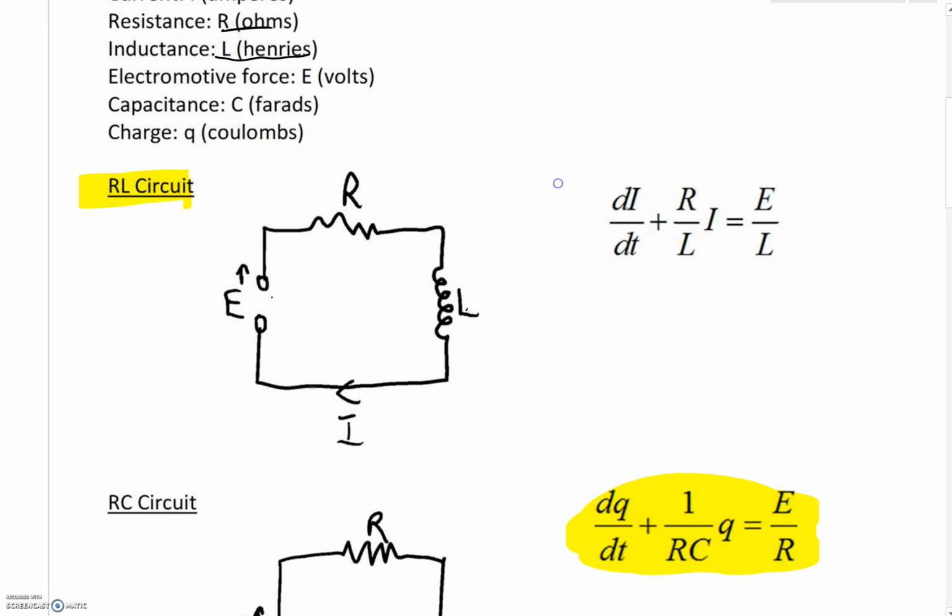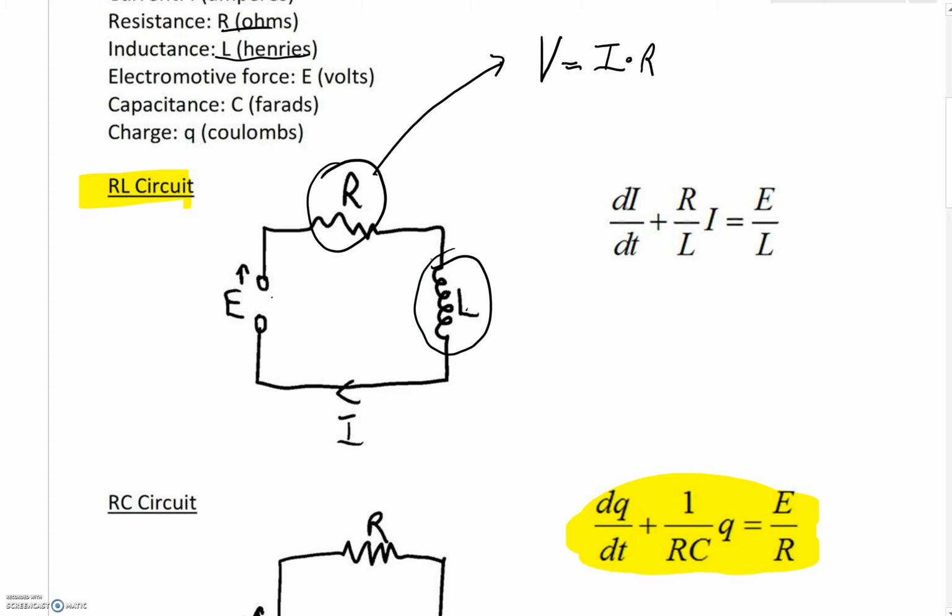So let's take a look at our first scenario, an RL circuit. We have a resistor and an inductor. We have inductance and resistance. What we're always going to do is link into a voltage drop. So with R, V equals I times R. Current times resistance. That's going to be a voltage drop. And that's that very famous formula.